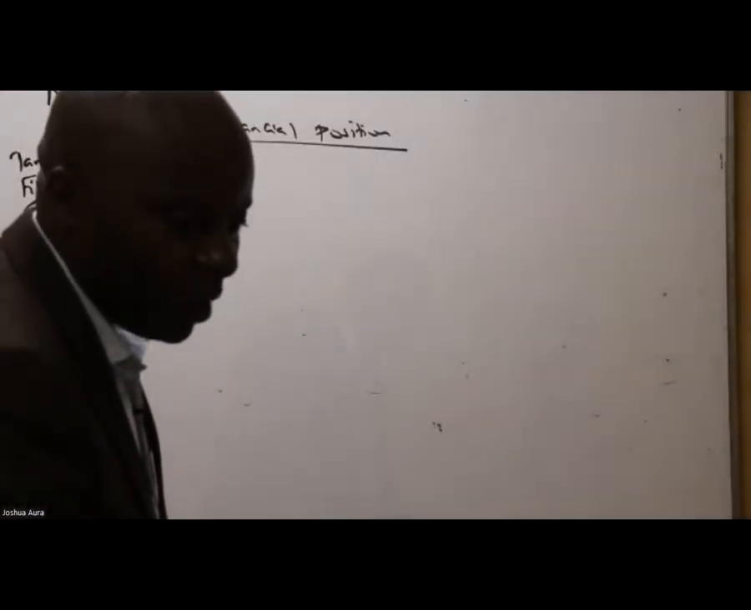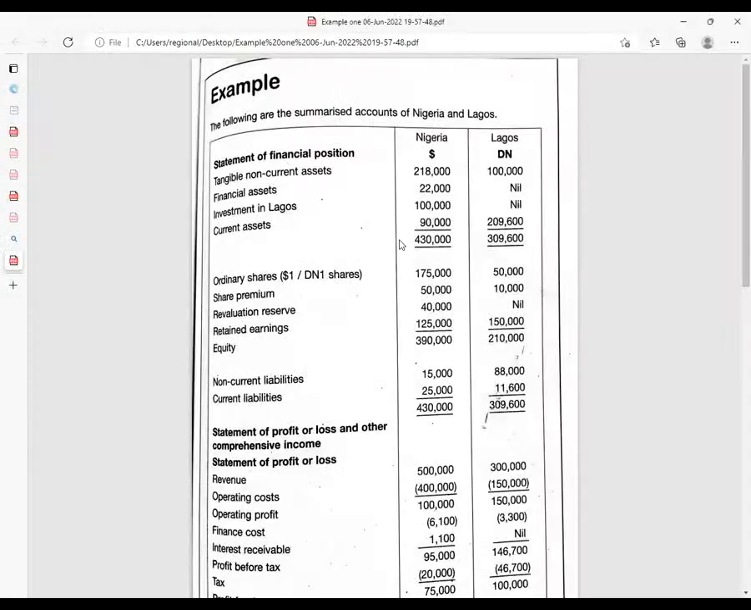Now, ladies and gentlemen, after that, I'll be having a section for the total assets. We have here total assets. And then from there, we go straight away to the equity and liabilities. So equity and liabilities, we start with share capital.